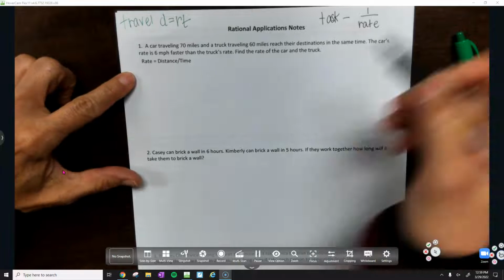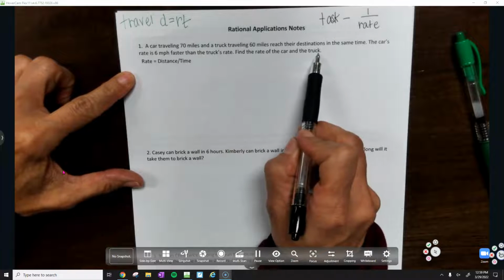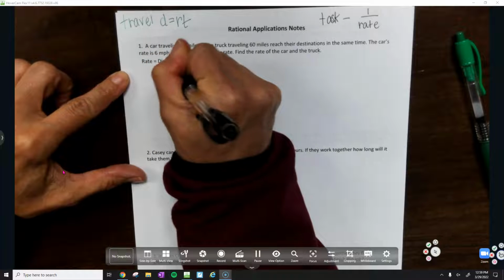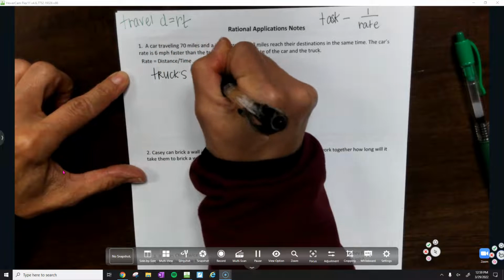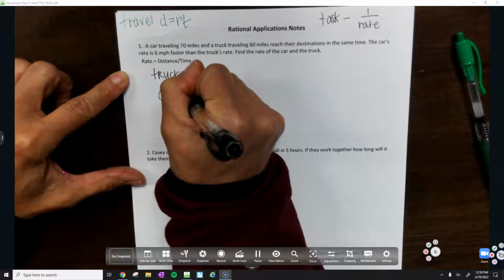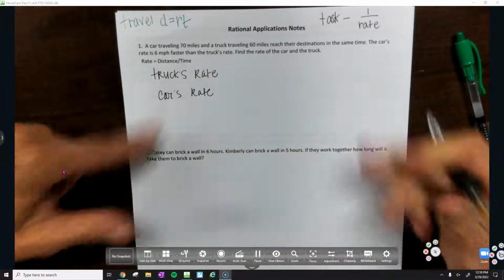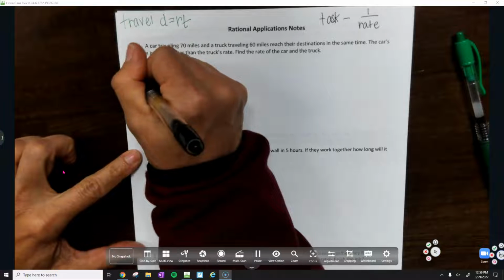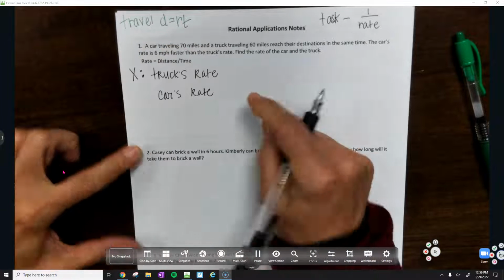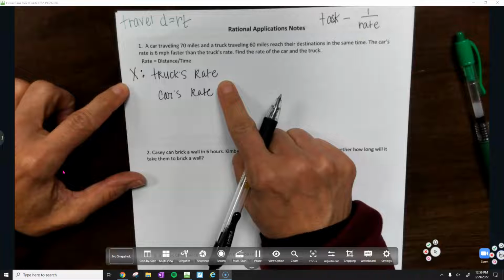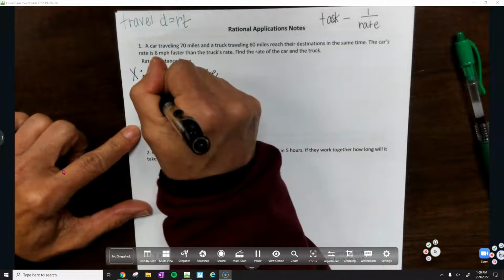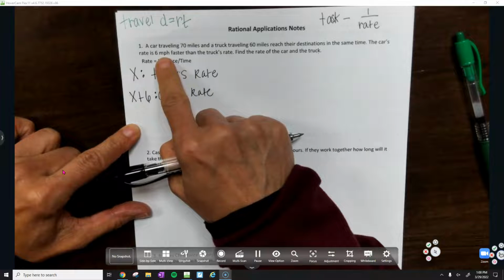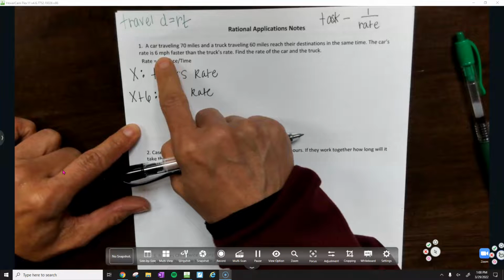We are going to define a variable, which usually comes from the question or the directions. So we need to find the truck's rate, and we need to find the car's rate. When we are working through these problems, you can only use one letter, one variable. I'm going to go ahead and stick to letter X. So X is going to be the truck's rate. If I can only use one letter for the car's rate, then it's going to be the truck plus 6, because the rate for the car is 6 miles per hour faster.